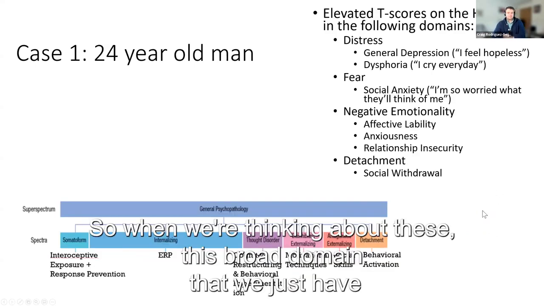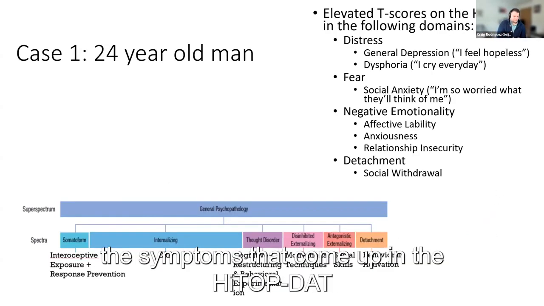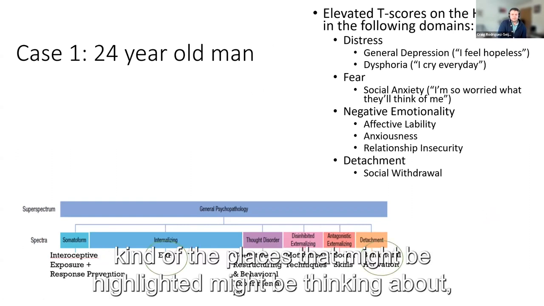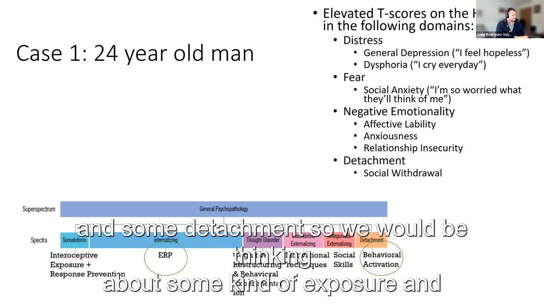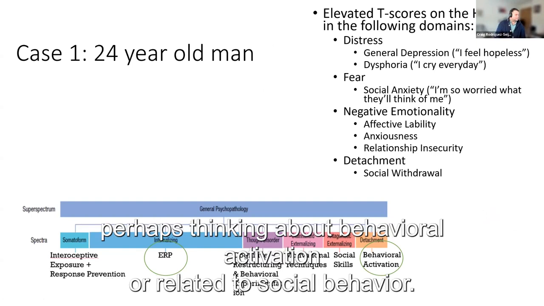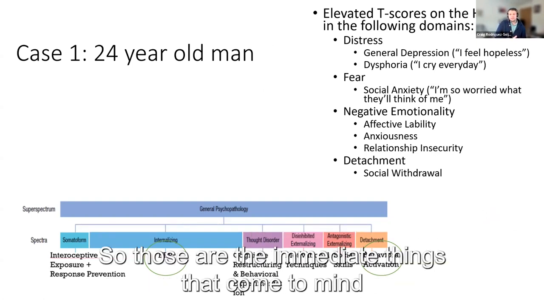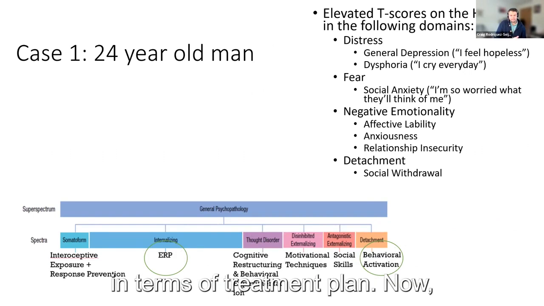When we're thinking about these broad domains, if we just have the symptoms that come up in the HiTOP DAT, the places that might be highlighted are the internalizing domain, and some detachment. So maybe thinking about exposure and response prevention, perhaps behavioral activation related to social behavior. Those are the immediate things that come to mind in terms of treatment planning.